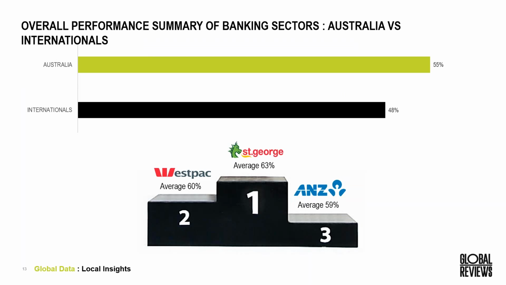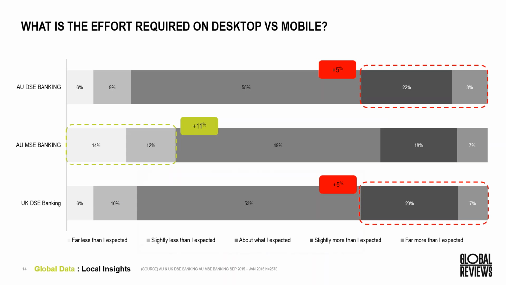In terms of overall performance, Australia is slightly outperforming our UK and international banks. Again, we can see that St George is really leading the way for Australian banks with an average DSE score of 63%, followed by Westpac at 60%, ANZ at 59%. Our UK banks are more around the 40s at the moment.